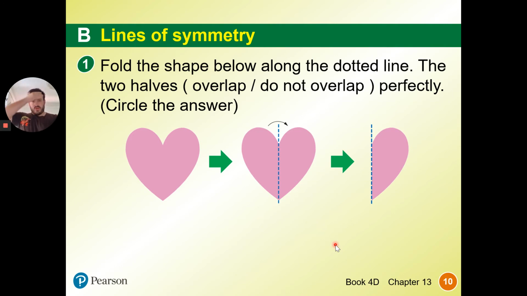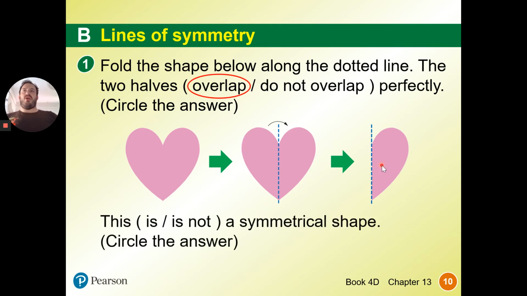Lines of symmetry then. So fold the shape below along the dotted line. The two halves will overlap or not overlap perfectly. So if we put this dotted line in between the heart, and we fold it over, we see that we get an overlap perfectly. So this is a symmetrical shape.